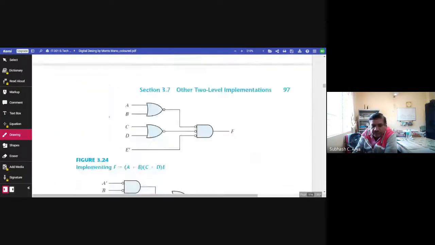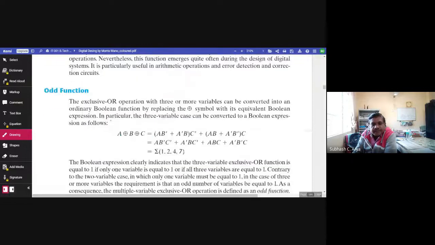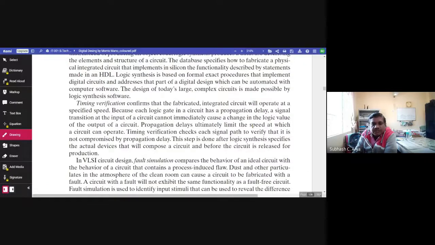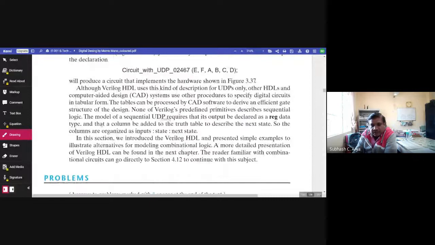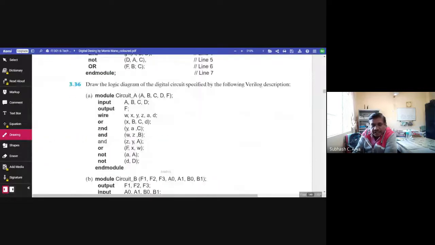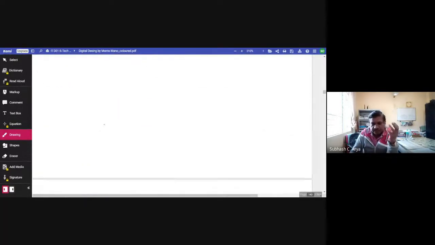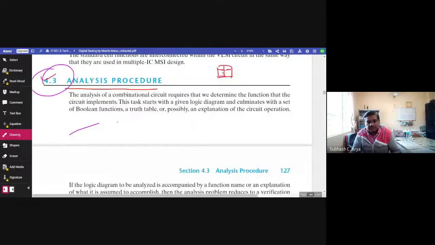Now moving to today's new content, that is chapter 4. In the last class we began chapter 4 and we understood about the analysis of combinational logic circuits and design of combinational logic circuits. These are the two approaches to designing combinational logic circuits. One is the analysis. In the analysis, we have been given a circuit, and we find out what the circuit is actually doing. Okay, this is the analysis procedure.